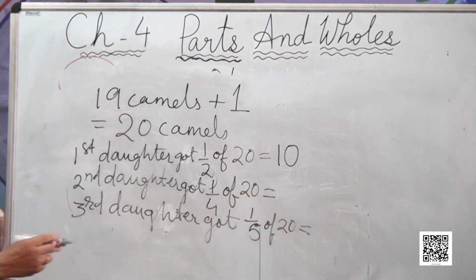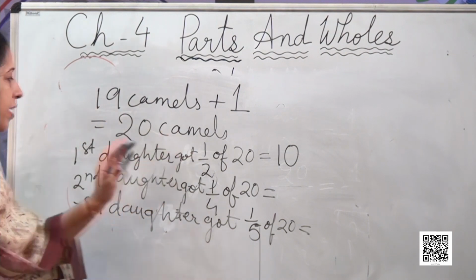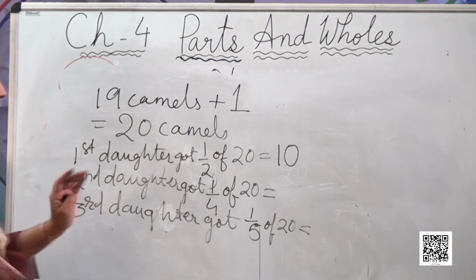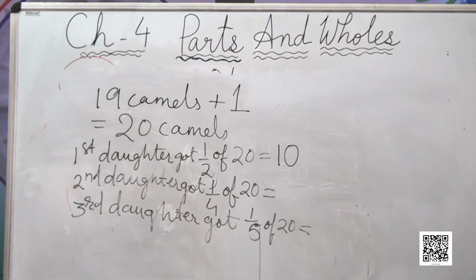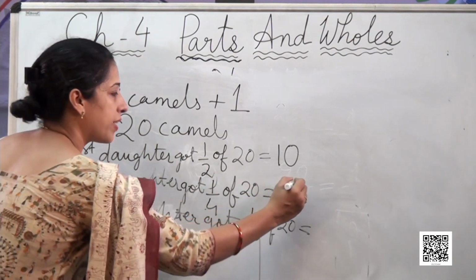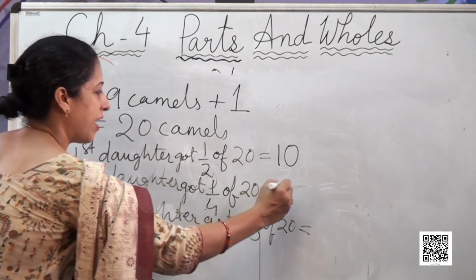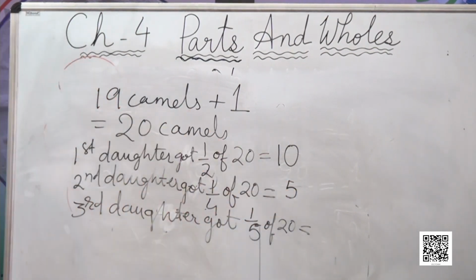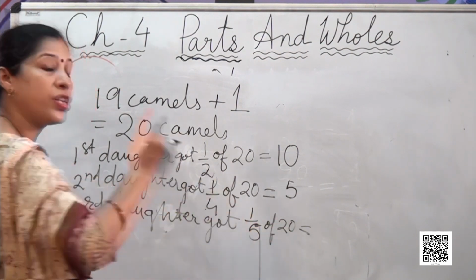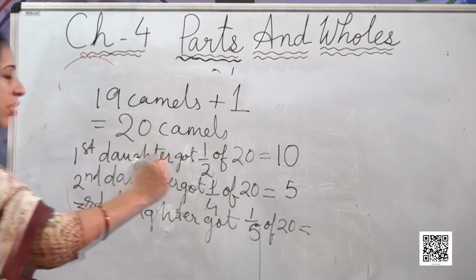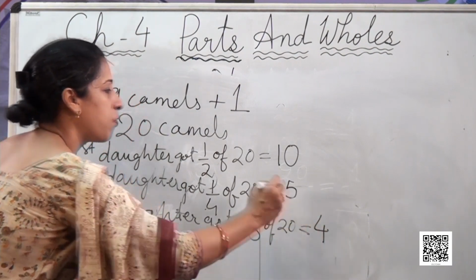Now can you see that, children? First daughter got half of 20, second daughter got 1/4 of 20, and third daughter got 1/5 of 20. 20 divided into 4 equal parts. Did you finish the calculation? Yes, it is 5. And third daughter got 1/5 of 20, that means 20 divided into 5 equal parts. So that is equal to 4.